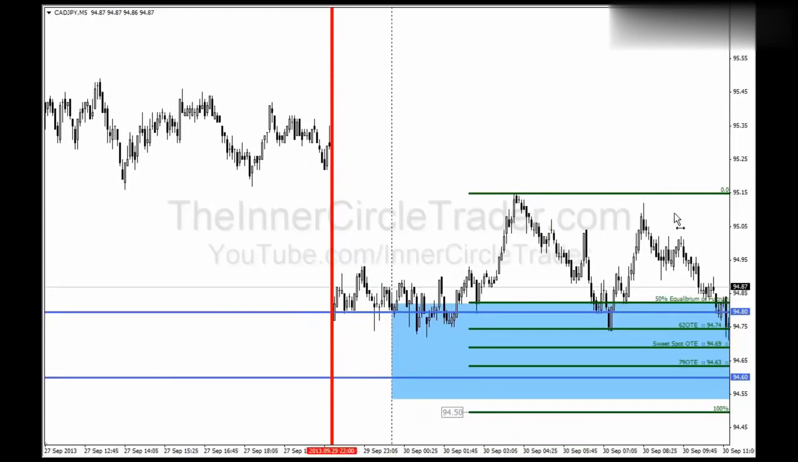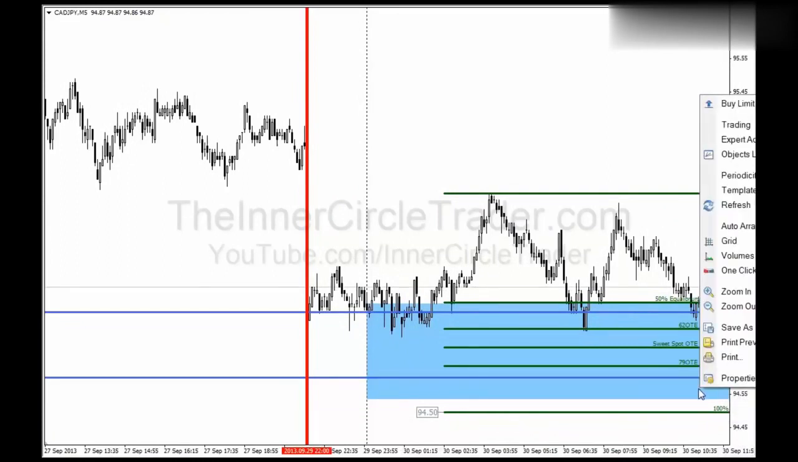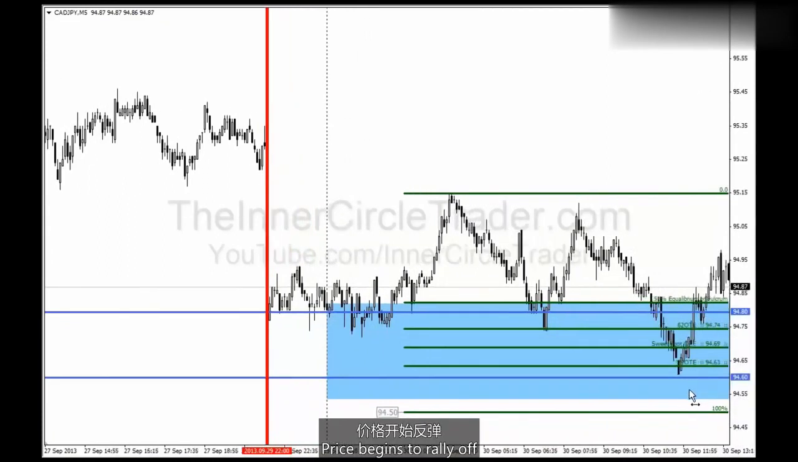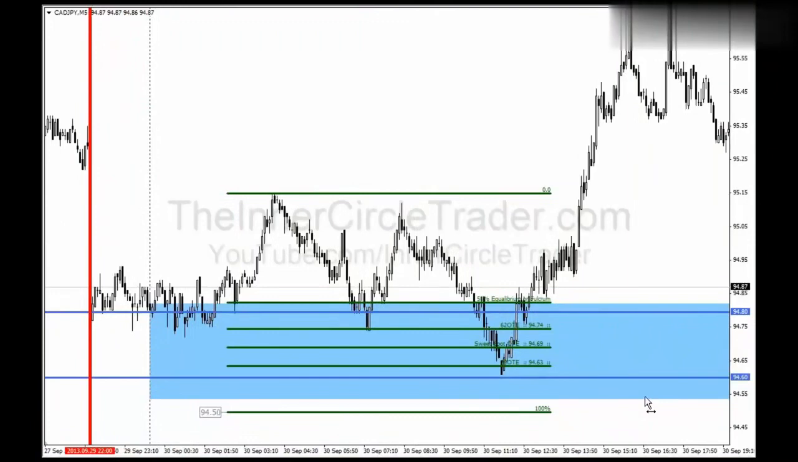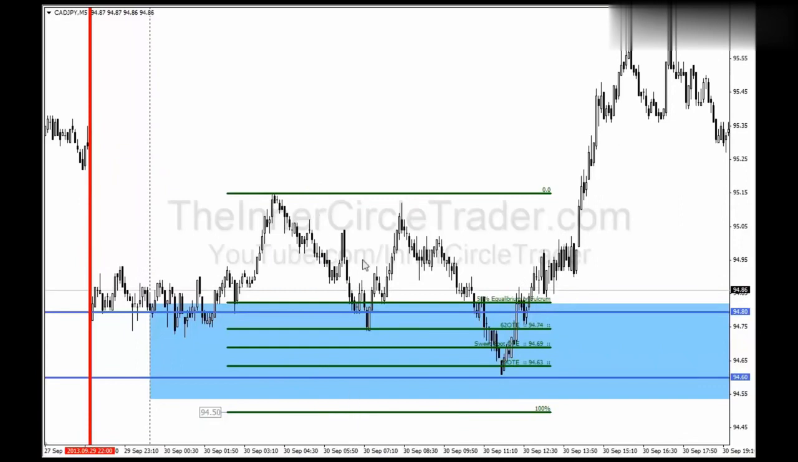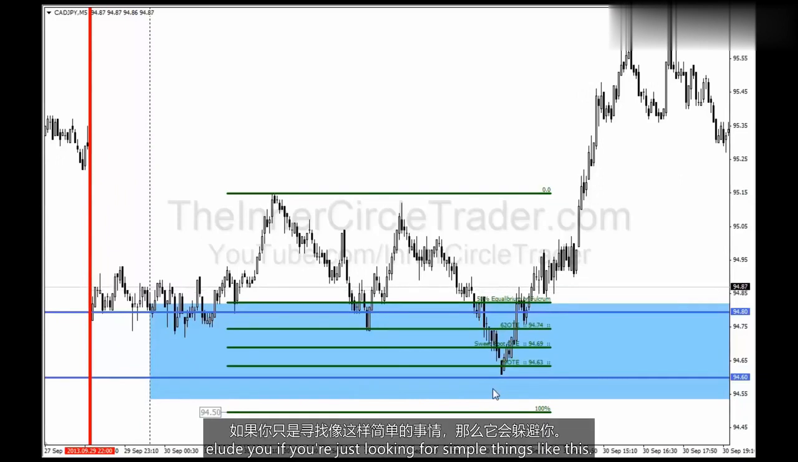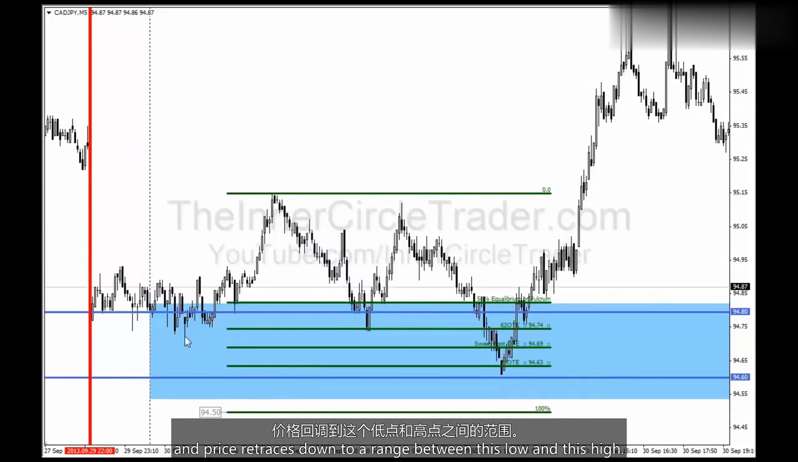And as price moves down into this level, price goes just a little bit through the 79% retracement level, doesn't get to the 94.60 here. Price begins to rally off and takes off. And there is approximately 100 pips in price swing right in here. So you're finding the range where price may produce a move of sorts, but it's going to elude you if you're just looking for simple things like here's a low to this high, if price retraces down to a range between this low and this high.